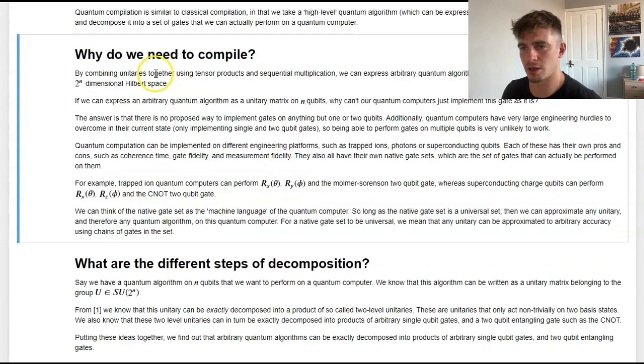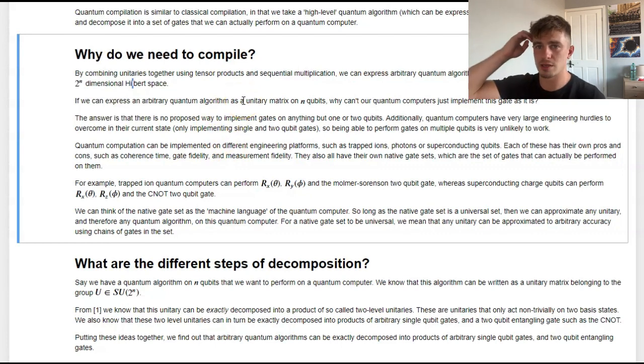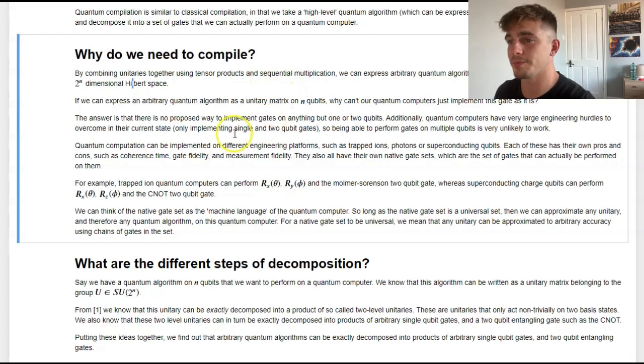Why do we need to compile? Why can't we just implement this single unitary operator? Wouldn't that be nice? And the answer is that there's basically just no proposed way to do it. Quantum computers at the minute are struggling to even implement the single and 2-qubit gates that we're at. So to all of a sudden want to implement n-qubit gates, I just think it's a case of good luck trying to do that.